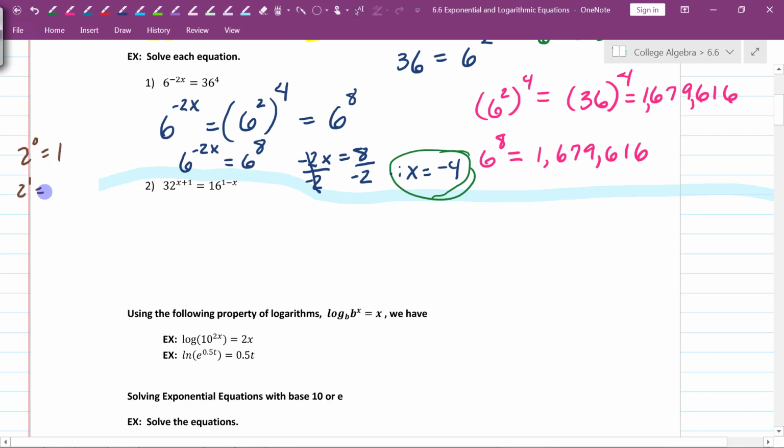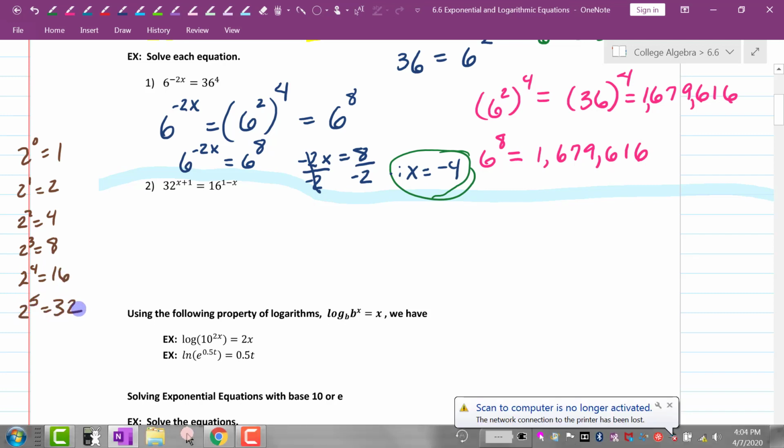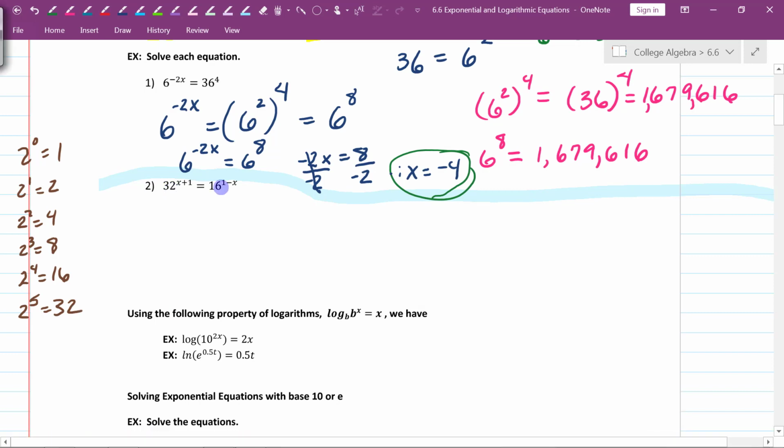2 to the 1 is 2. 2 squared is 4. 2 cubed is 8. 2 to the 4th is 16. 2 to the 5th is 32. So I can make this and this side both base 2, and then I will have the same base. Once I have the same base, I can let the exponents equal each other and solve for x.